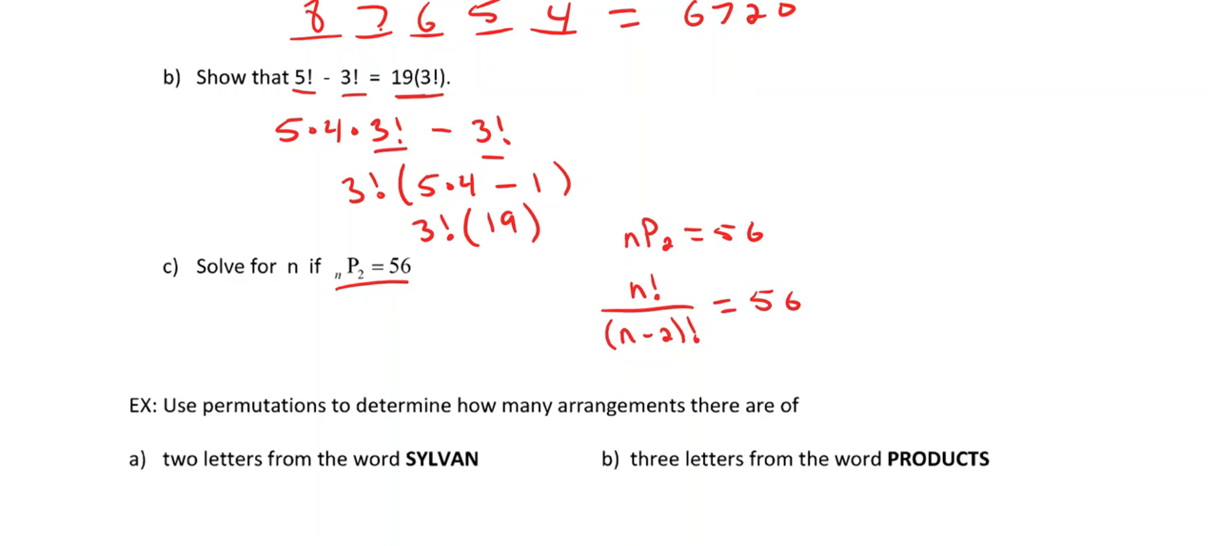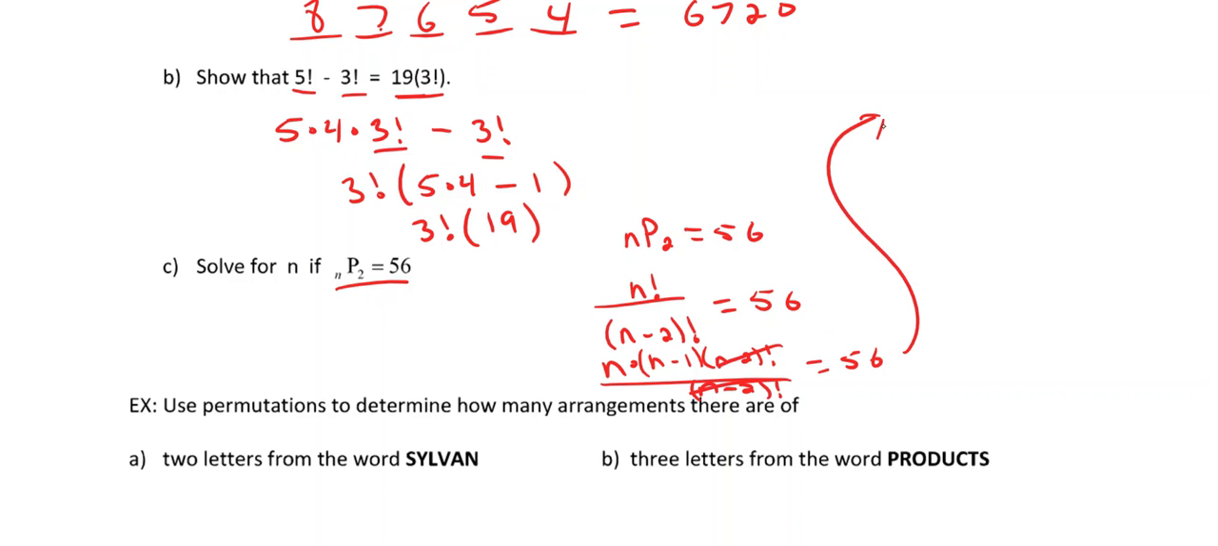So now from that, we can do a little bit with this, right? I want to have n minus 2, so I'm going to expand the top. So let's write this out. This would be the same thing as n times n minus 1 times n minus 2 factorial over n minus 2 factorial is equal to 56. So now we can see that the n minus 2's cancel. And we are left with n times n minus 1 is equal to 56.